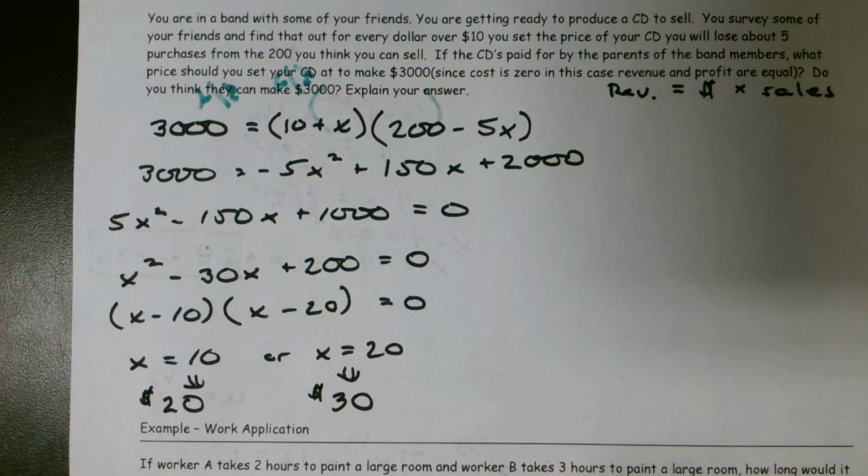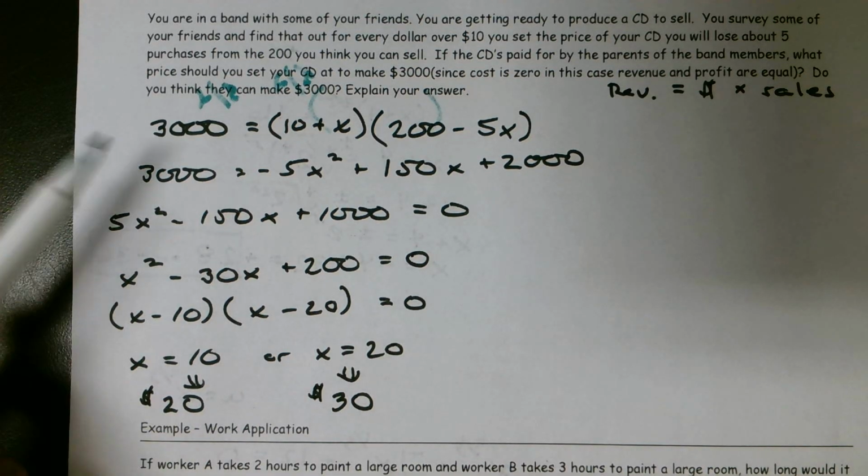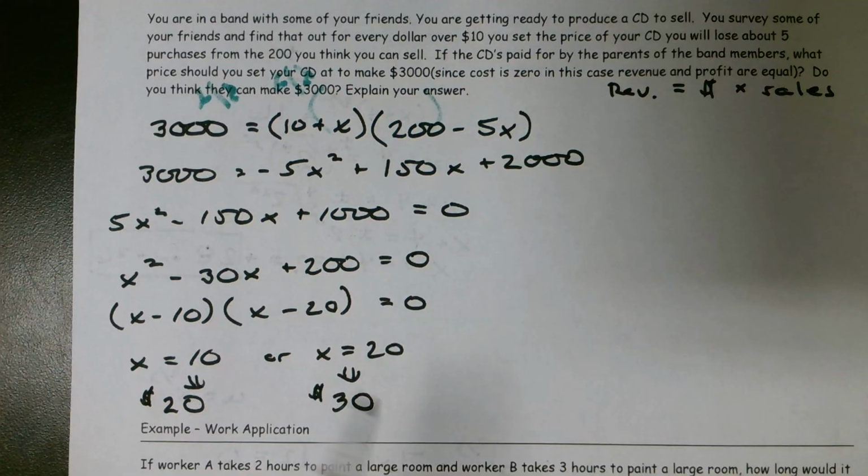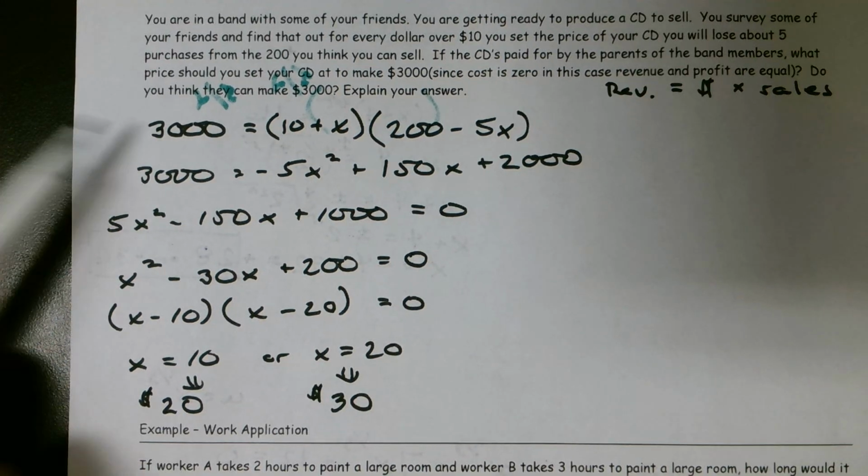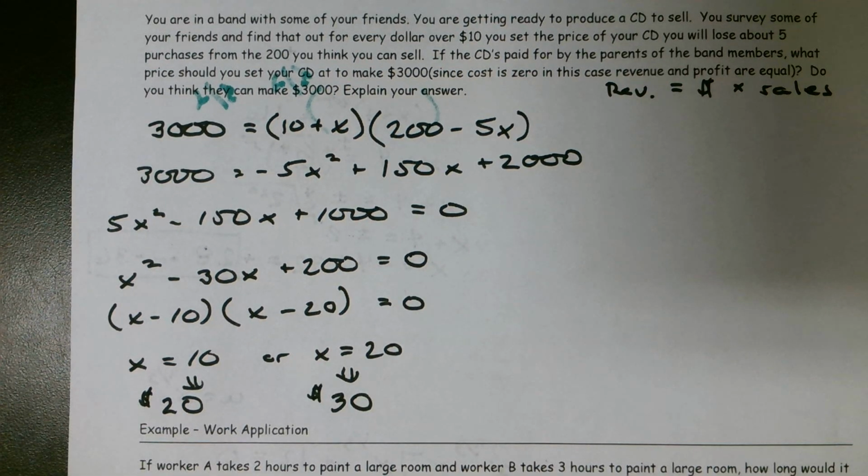Okay, so if you sell the CD for $20, you'll make $3,000. Or if you sell the CD for $30, you're still going to make $3,000. Both of those are probably too expensive for a CD, considering you can go on the internet and download music for much cheaper or even free. So you're probably not going to end up making your $3,000.